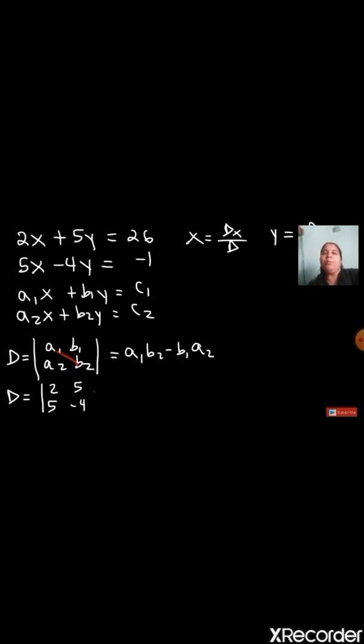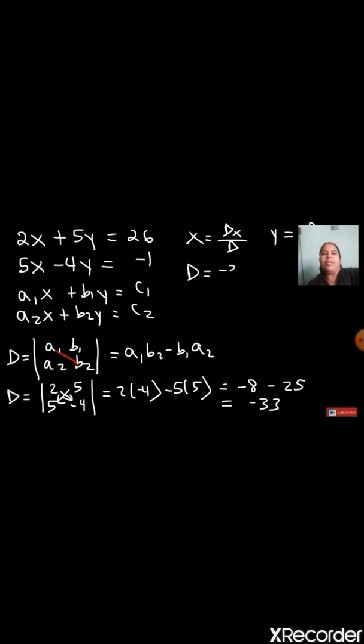So I hope you remember how to cross multiply also. It is 2 into minus 4. In between these two, there is compulsory a minus sign, minus 5 into 5. So which we get from here, minus 8 minus 25, which is nothing but minus 33. So this is the value of the determinant. Write it, d is equal to minus 33 and put it in a box.